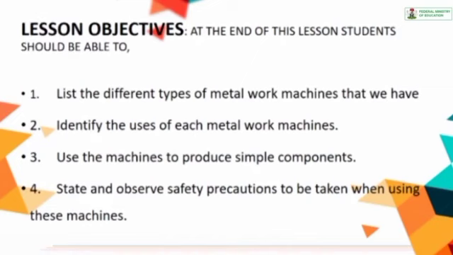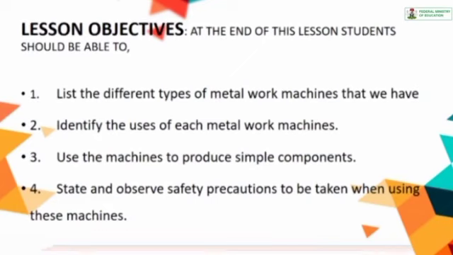The lesson objective, or the behavioral objective of this class, is that at the end of the lesson, our students should be able to list the different types of metalwork machines that we have. Identify the uses of each metalwork machine that we have. Use the machines to produce simple components. And the fourth one, state and observe safety precautions to be taken when using these machines.